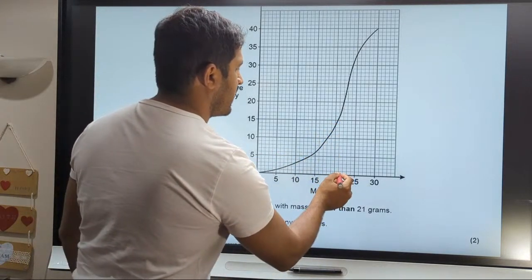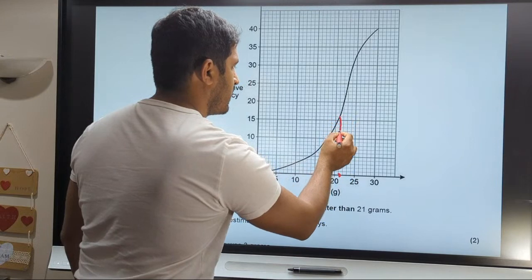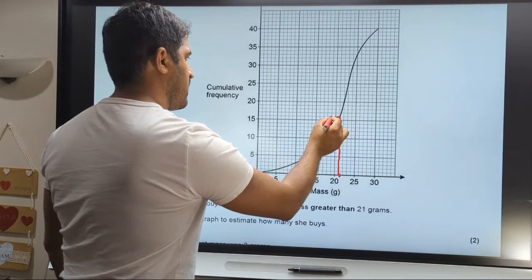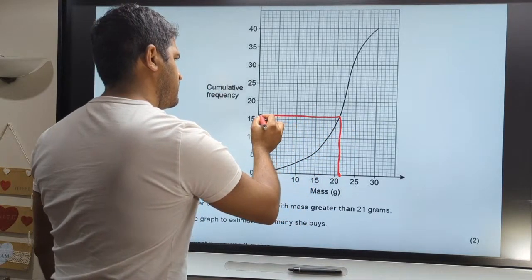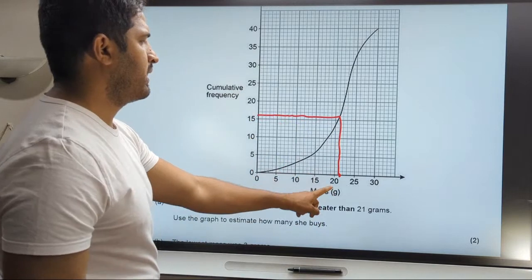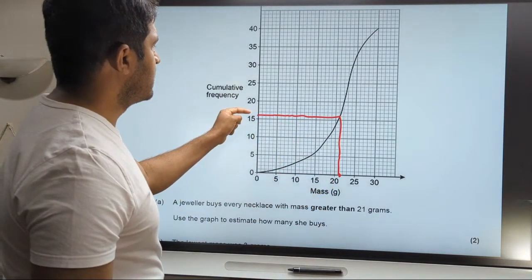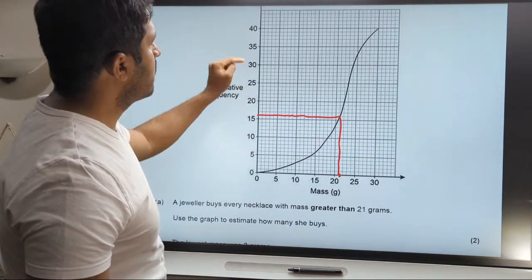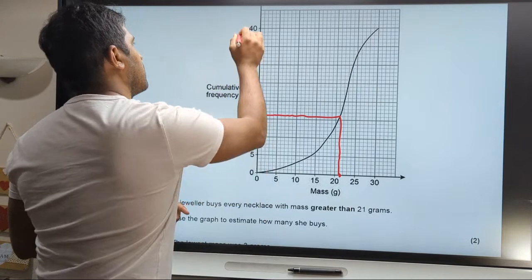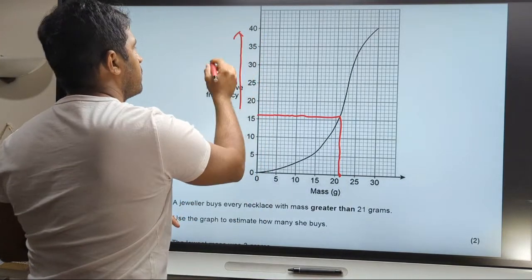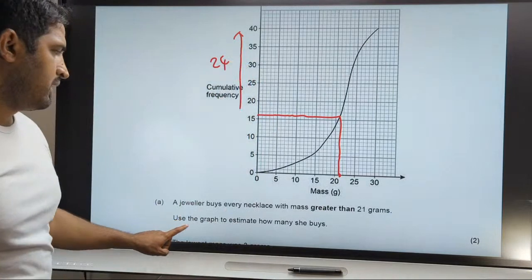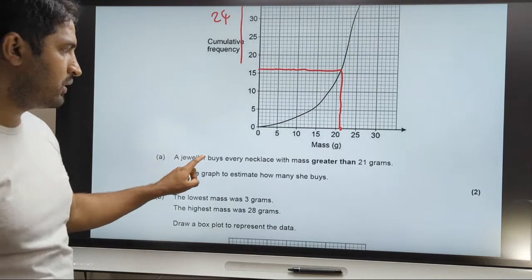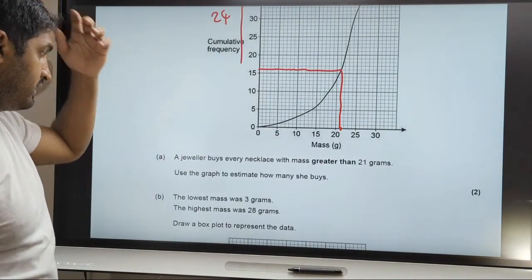So if I draw the line along from that point, it'll take you to here. Again, I'm struggling to draw the straight line, but I'm going to try. Then when you read it across, it tells you how many there are below the mass of 21 grams, which is 16. 16 necklaces are below 21 grams. So the other 24 are above, from 16 to 40. So we're using this graph to estimate that there are 24 necklaces that the jeweler buys. Okay.